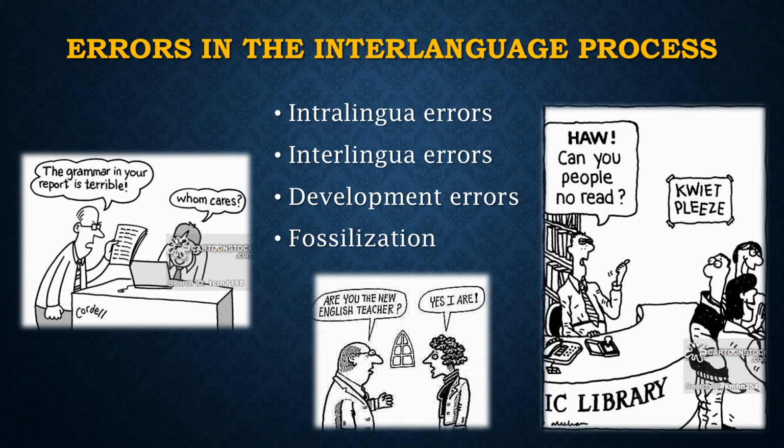Errors in the interlanguage process. There are four types of errors, or three types of errors, but there is one additional. There are the errors that happen when you try to use the second language, a foreign language, and you make grammar mistakes. Interlingual errors are the errors that you make when you try to use the rules of the first language on the second language.